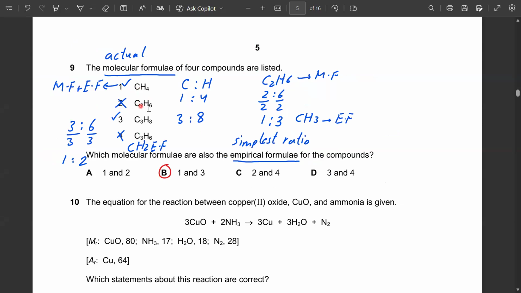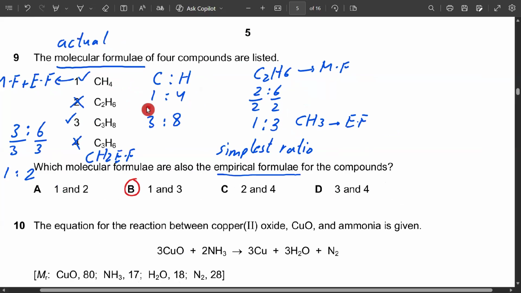But for C2H6, you can simplify 2 and 6. The 2 and 6 both can be divided by a single number, 2, that gives 1:3. 1:3 cannot be further simplified. These are the simplest values. So it is 1:3. That means the formula will become CH3, 1 carbon and 3 hydrogen. So this is the empirical formula of C2H6.